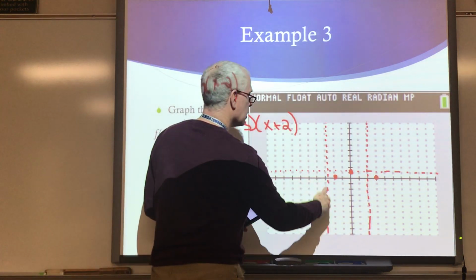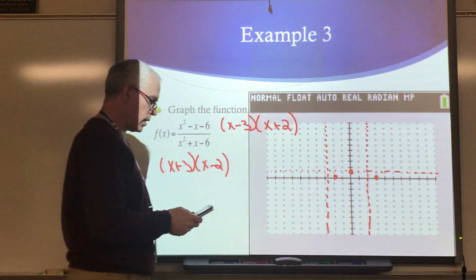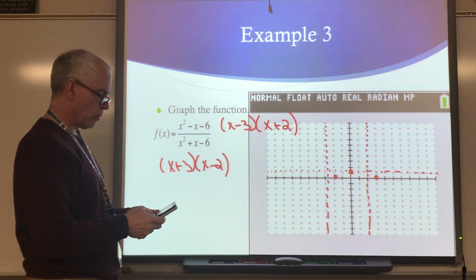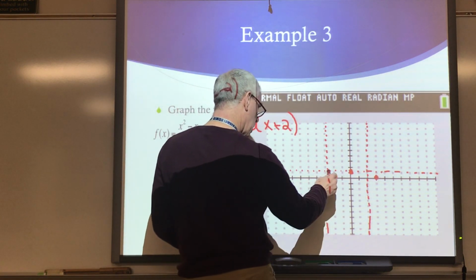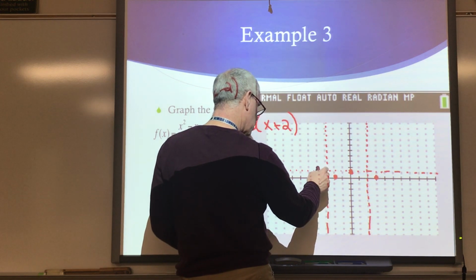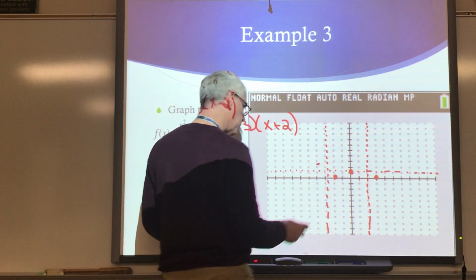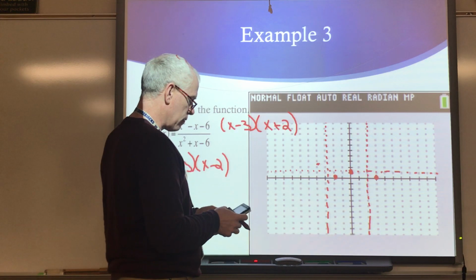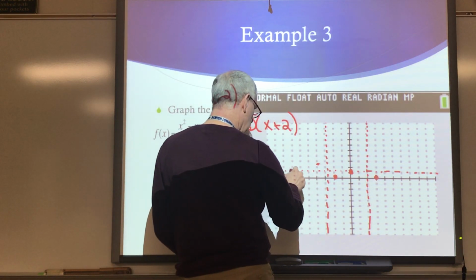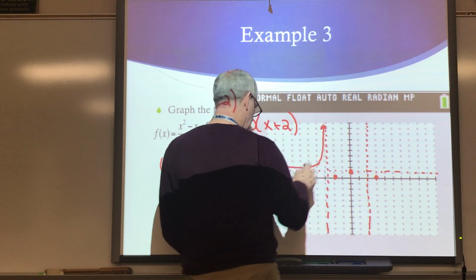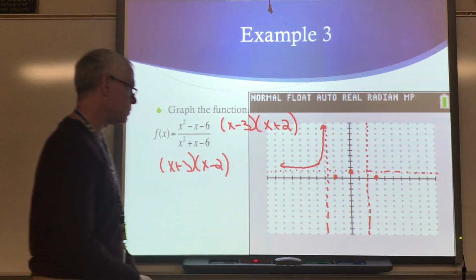So here we've got an asymptote at negative 3. So I'm going to look at negative 4, for instance. That gives me 2.33. Okay? Negative 4, 2.33 or so. Negative 5 is at 1.7, so we're getting closer. So I know that we're going to have a branch like this. Okay?